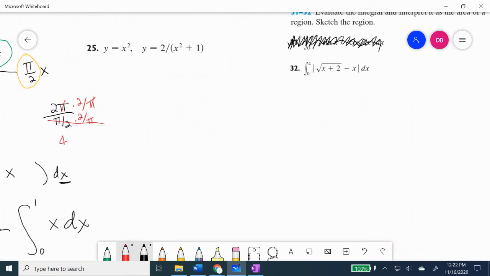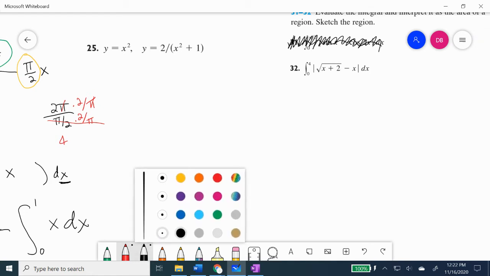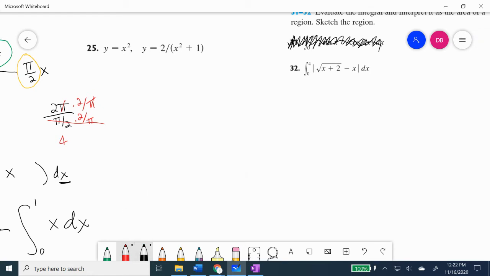Okay, number 25. For number 25, I'm going to erase the stuff to the left over here so that I can use that.